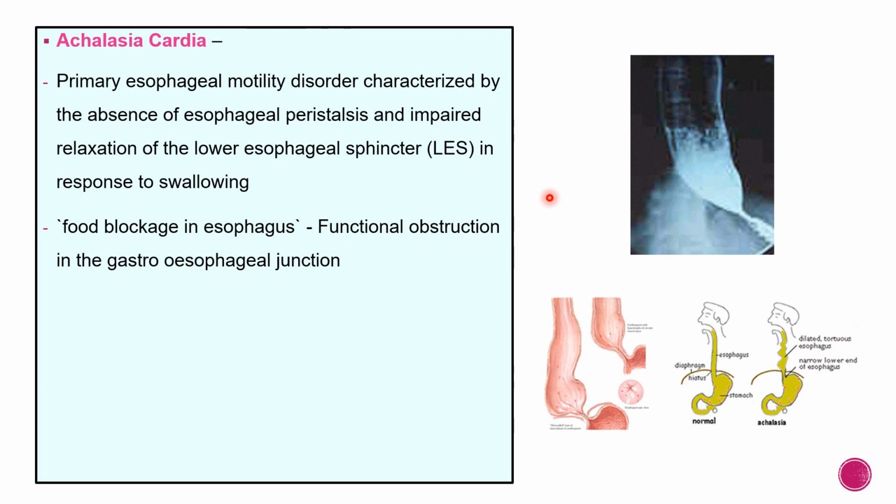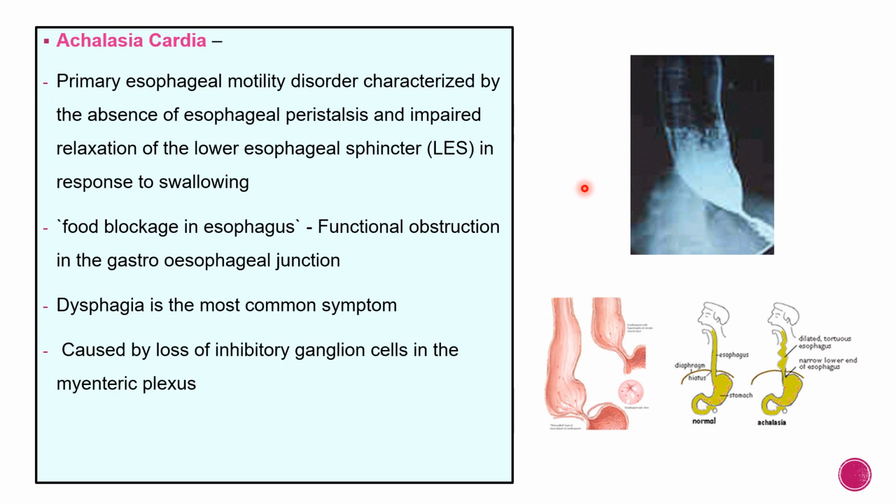So basically what happens in achalasia cardia, there is blockage of food in the esophagus. The food doesn't move and the food cannot pass into the stomach. So there is functional obstruction in the gastroesophageal junction. Now, the most common symptom is dysphagia, that is difficulty in swallowing, especially solid food. This is caused basically by loss of inhibitory ganglion cells in the myenteric plexus. As a result, the sphincter does not relax and there are no peristaltic waves. And for management, there is medical management and surgical management. Medical management is basically by calcium channel blockers and botulinum toxin.